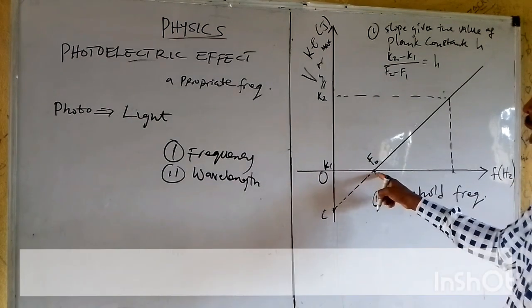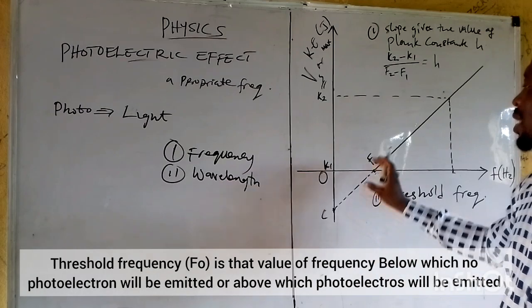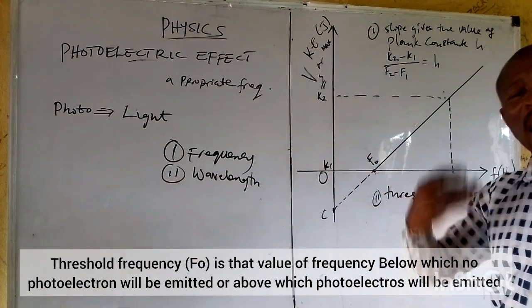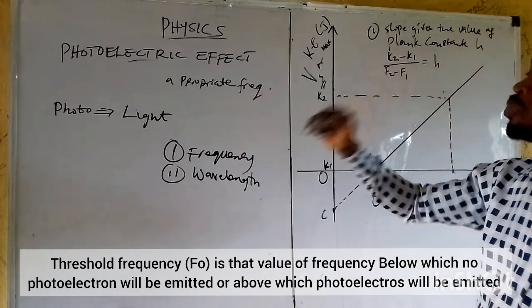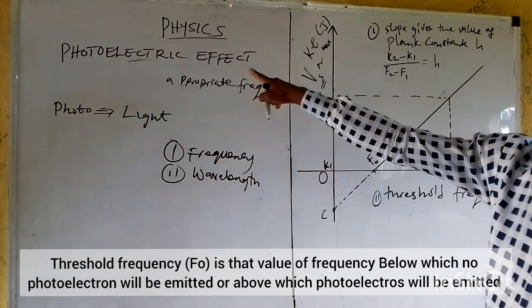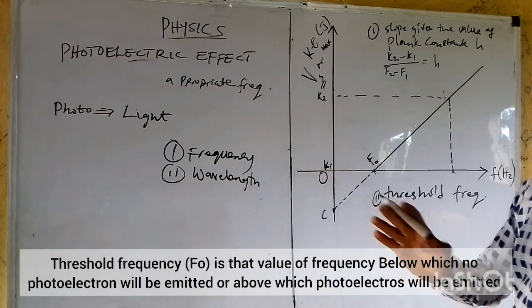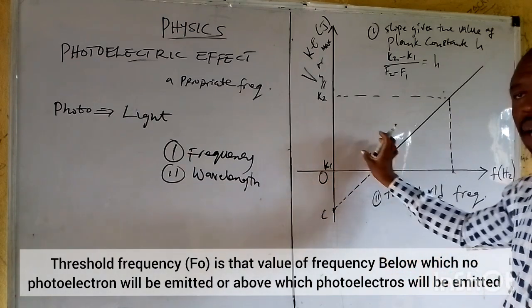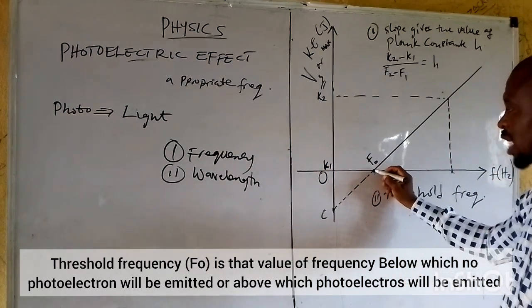Threshold frequency is nothing but that frequency above which photoelectric effect will take place. Below it, no photoelectricity will occur. That is the threshold frequency. Now, of course, it is this value.